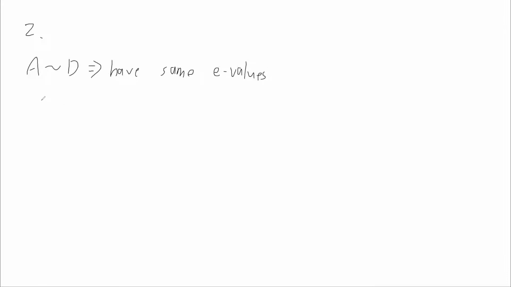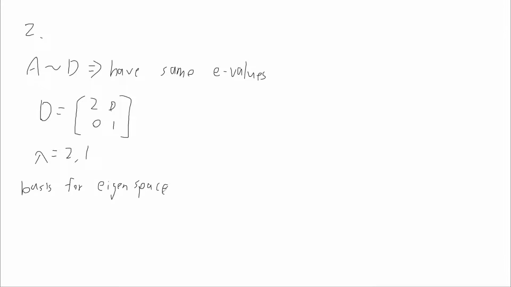Okay, and D is a diagonal matrix, and more importantly, it's triangular, right? So the eigenvalues for D will just be its diagonal entries, 2 and 1, and those are also the eigenvalues for A. Right, so that's done. Now next, we need to find the basis for eigenspace, right?